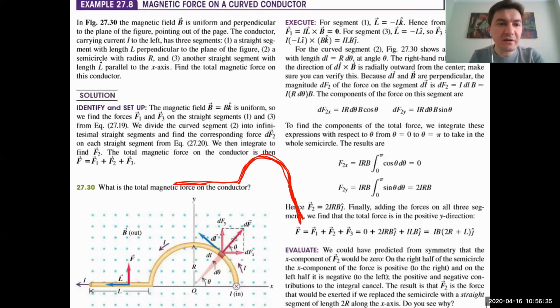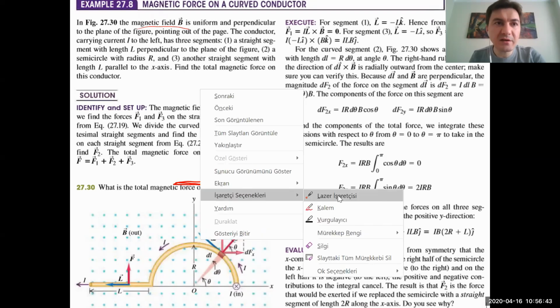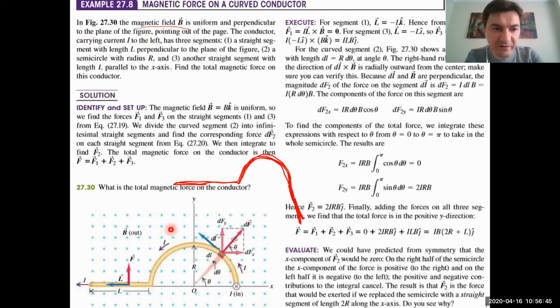So in this figure, the magnetic field is uniform and perpendicular to the plane of the figure. This is the direction of the magnetic field. B is out from screen to us. Okay, this is the direction of the field. And the conductor carrying current to the left, this is the direction of the current. You can see, okay, direction of the current.